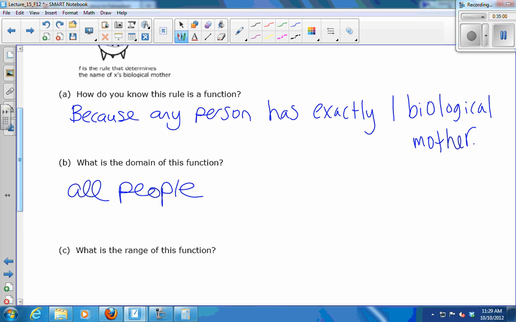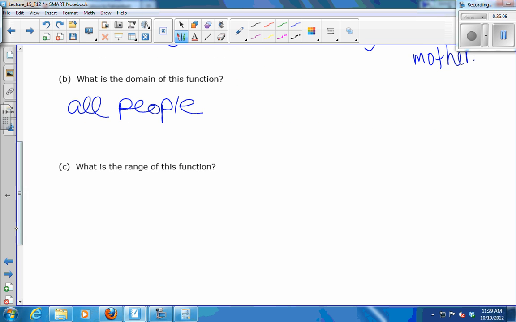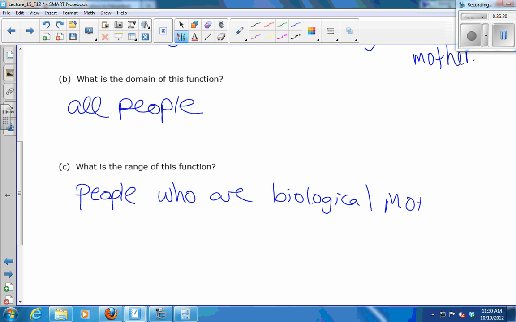What is the range of this function? What kind of outputs can we get? Only people who are biological mothers. So input, I can put in anyone, but my output is only biological mothers.